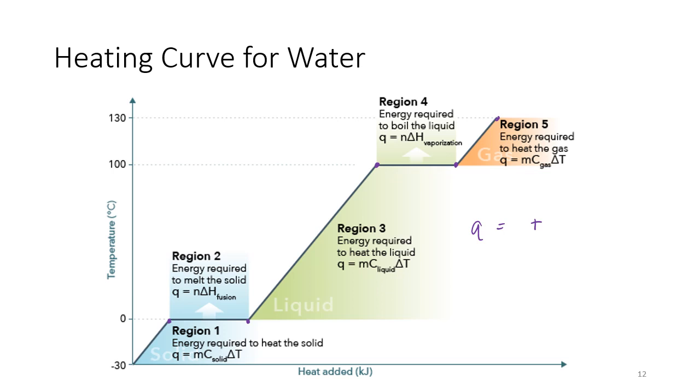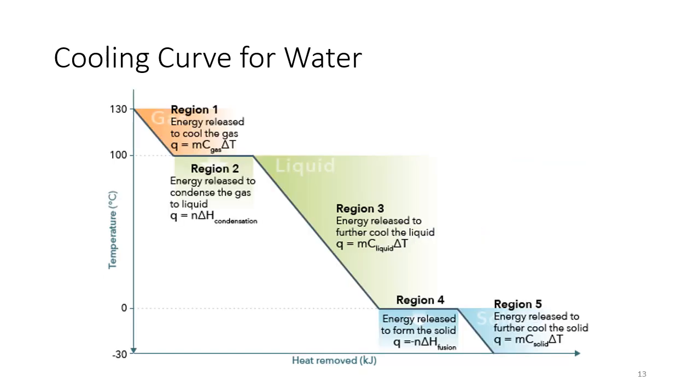If we flip this graph around, we can look at a cooling curve for water. So now imagine that we're starting with a gas and we're cooling it all the way down to a solid. In this case, all of the processes are exothermic, and therefore if we calculate the heat associated with all of these processes, it'll be a negative value.